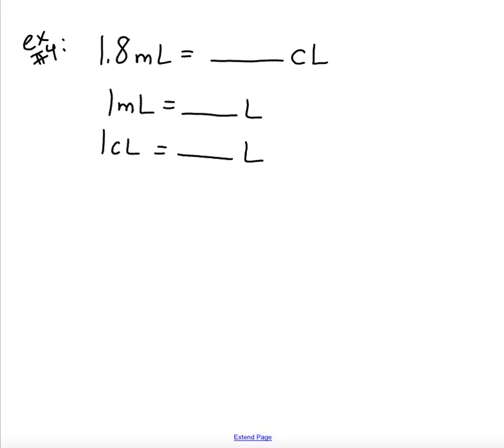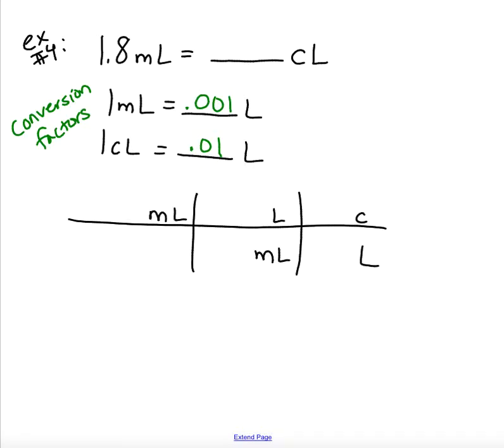For milli, the number that we see is 0.001 because there is a thousandth of a liter in 1 milliliter. And then for centiliter, we're going to have 0.01 because there is a hundredth of a liter in a centiliter. Now we set up our plan. Given is milliliter. We have to go to the base first, and then we can go to centiliter. Cross off the ones that are the same. Make sure we got what we want.